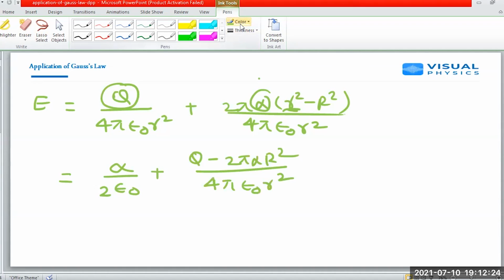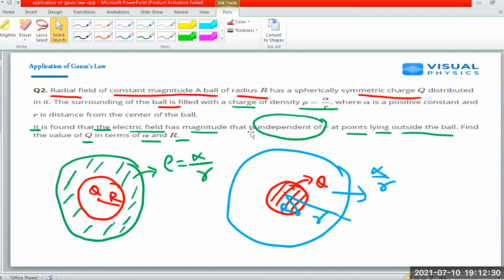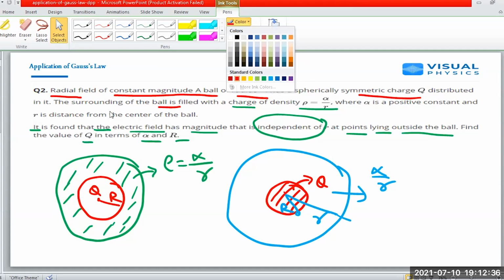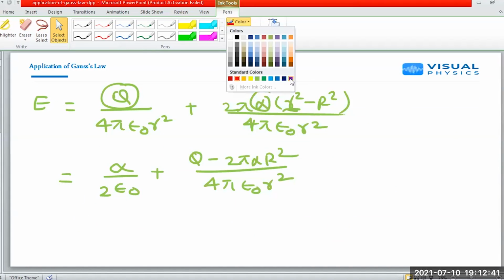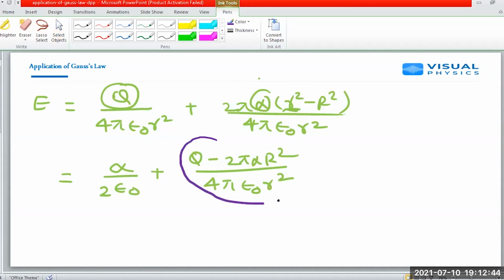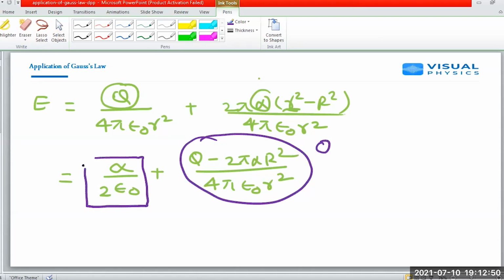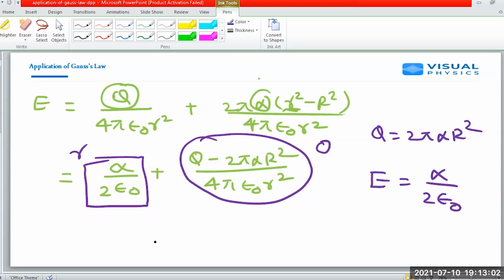Now read the condition of the question. The question is stating it is found that the electric field magnitude is independent of small r, means independent of distance. This factor should be 0 because in this factor there is r. This factor should be 0, which means Q must be equal to 2 pi alpha R square, and electric field would be alpha by 2 epsilon naught. I hope you got this question also. Next.